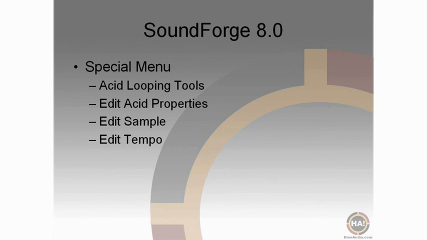Next up under the Special menu, we've got the Acid Looping Tools, Edit Acid Properties, Edit Sample, and Edit Tempo. We're going to do something separate on building acid loops a little bit later in a separate movie. But now we're just going to touch on these tools so you can be familiar with them and understand the ins and outs of a few of them.